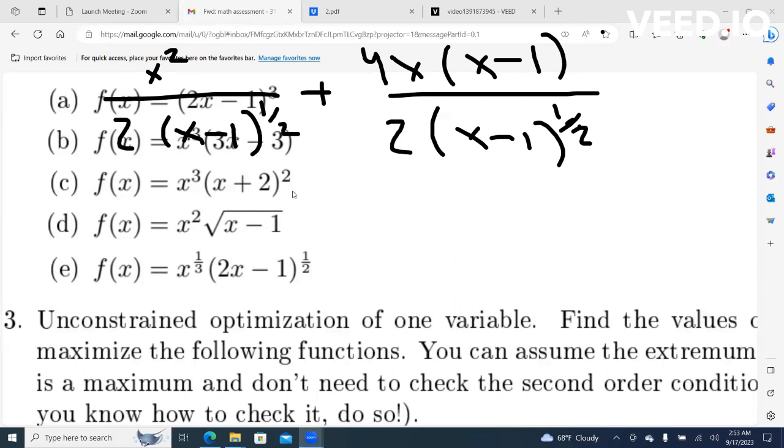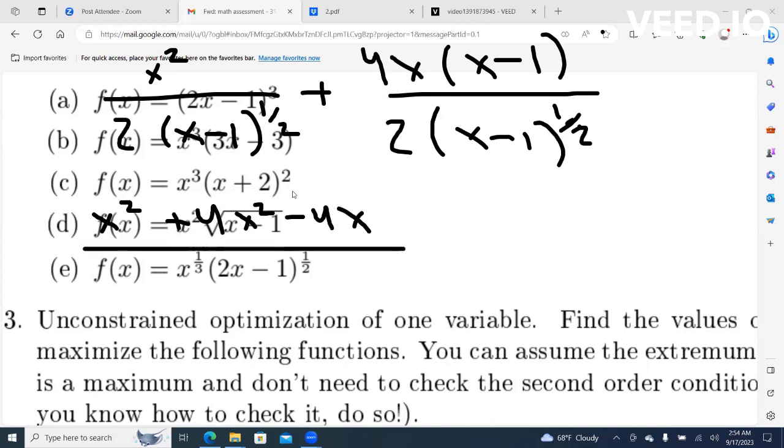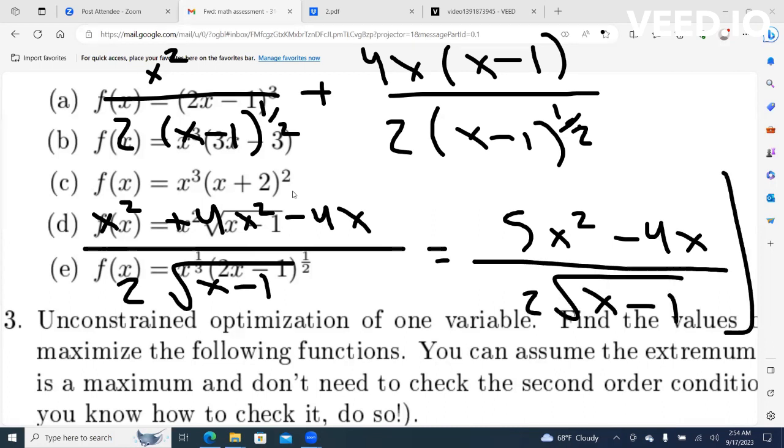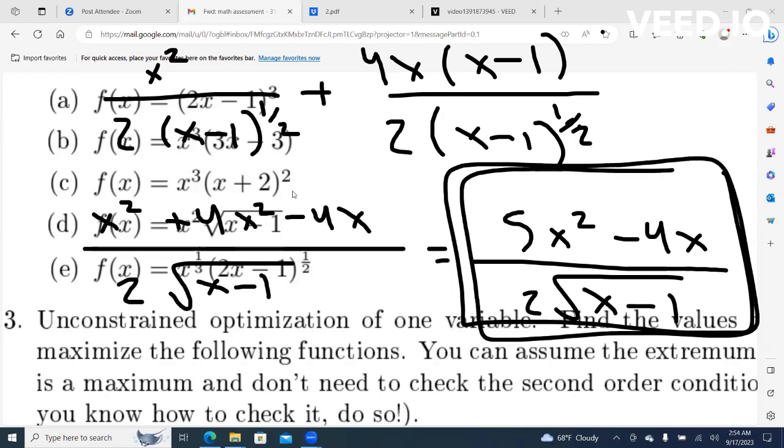So we write all the stuff up top over the common denominator. Hopefully we can do all that in our head. I see x squared plus 4x squared minus 4x over 2. What is (x minus 1) to the 1/2? Somewhere along the way, usually we bring it back into a radical. And now we're done. So the answer is 5x squared minus 4x, over 2 times the square root of x minus 1. Factoring out an x means nothing. I wouldn't say hard, but definitely the most complicated one that we've had so far.